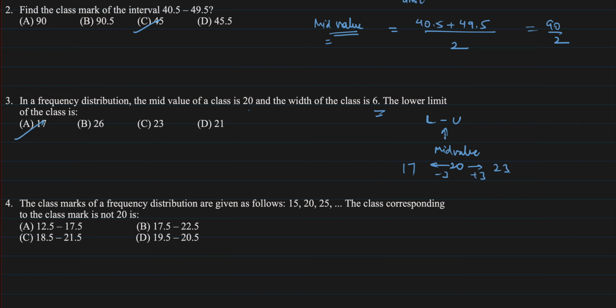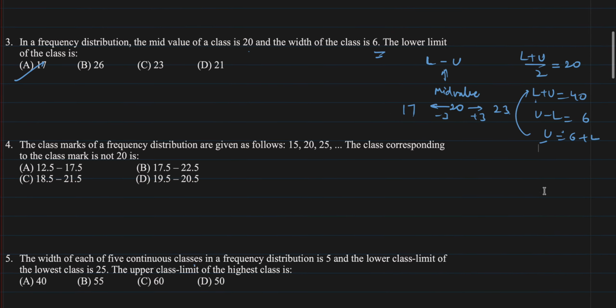Another way of doing this is that (lower limit plus upper limit) by 2 is given as 20, so lower plus upper is 40, and upper minus lower is 6. Use these two equations in two variables and solve. From here you get U is 6 plus L. Put it in the other equation, get the value of L and then U, and you are done.